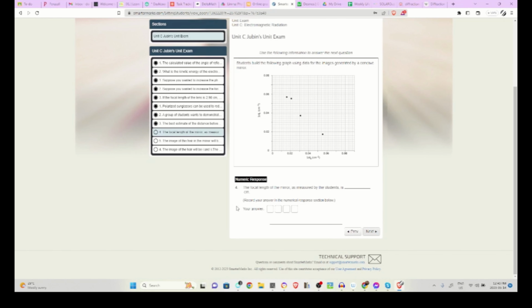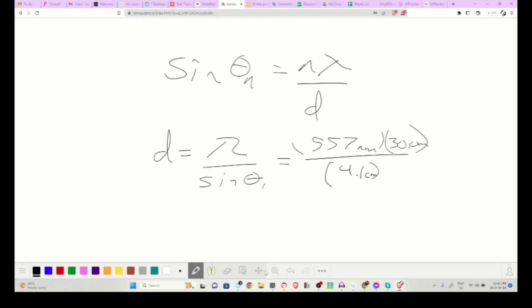Now this one is a little bit tougher. We need the focal length of the mirror as measured by students. They have 1 over di versus 1 over do. So these are x and y. So our slope of this line. We want to find the slope, and we want to find the focal length. So how have they linearized it?